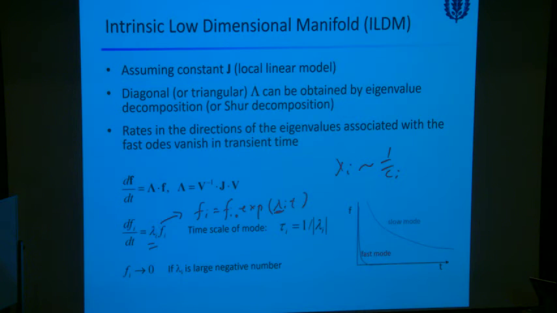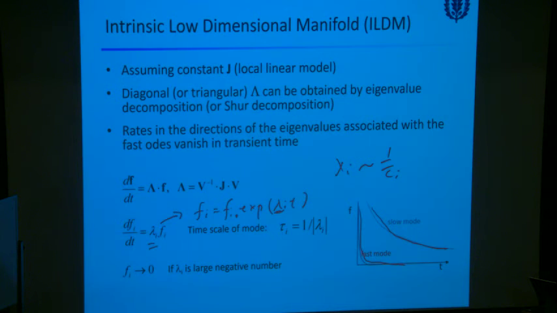Make sense? So therefore, in that case, if you look at two different modes, if lambda I is small or a moderate number, it looks like this. The slow mode looks like this, a so-called slow mode, small lambda. But if lambda is a large negative number, it decays very quickly along this path. This is called a fast mode.